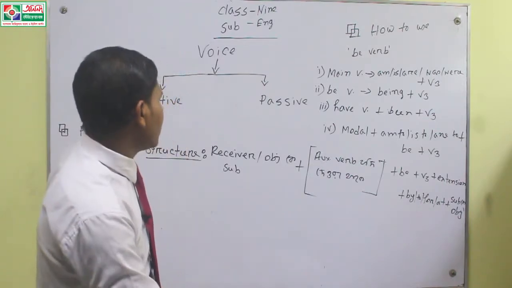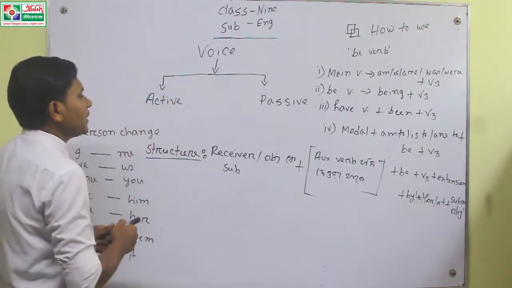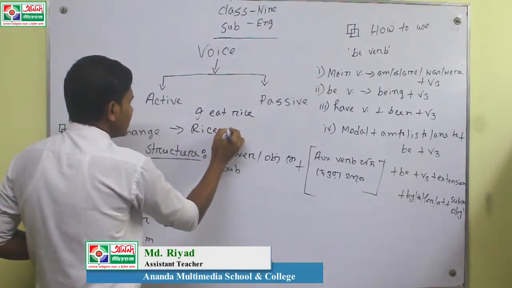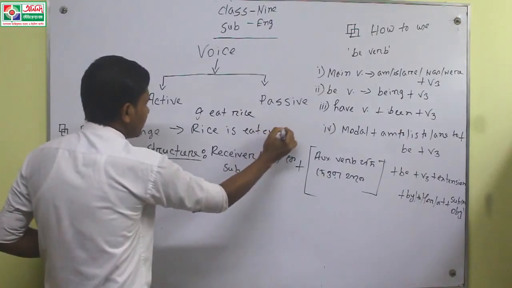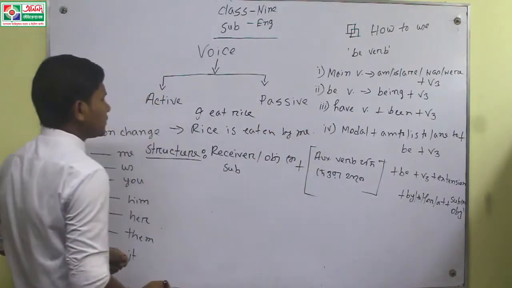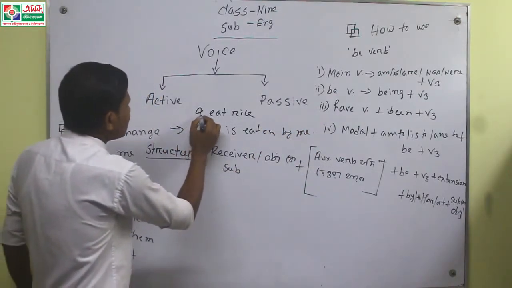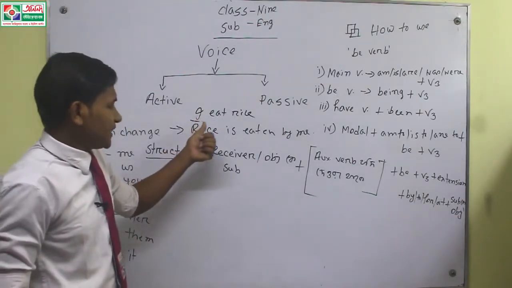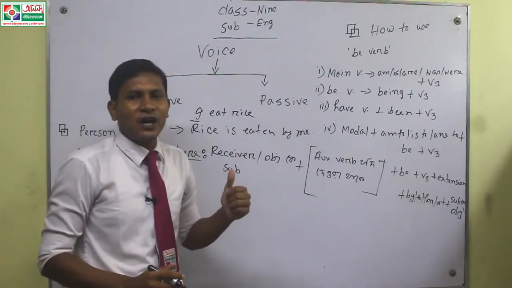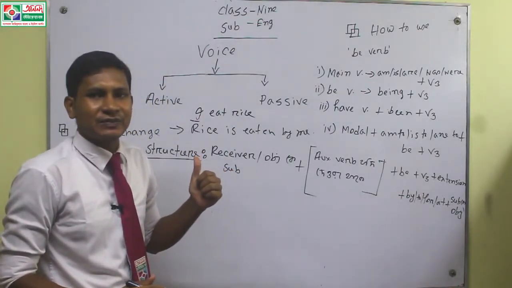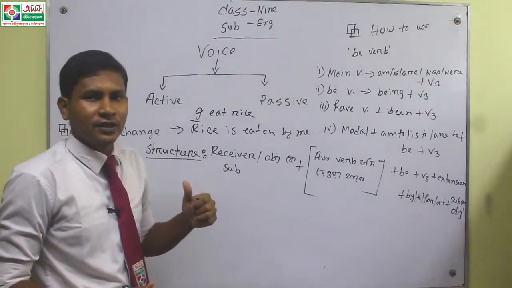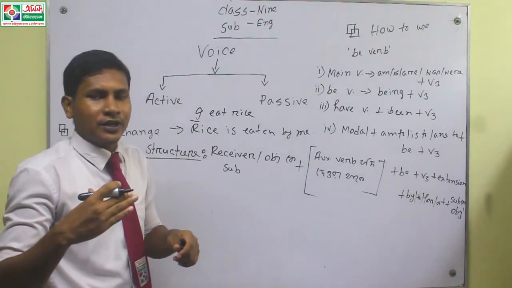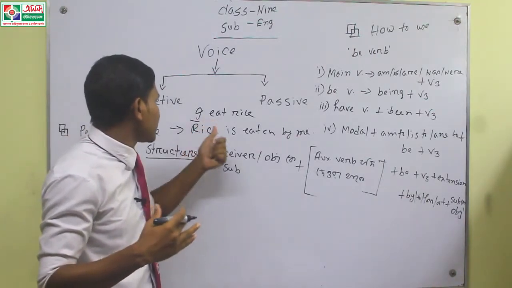To understand clearly, I will give an example here. I eat rice. Rice is eaten by me. So here we see that I is the doer. So this sentence, or this verb, is called active voice. Do you understand? If you don't understand, I will discuss these topics elaborately.